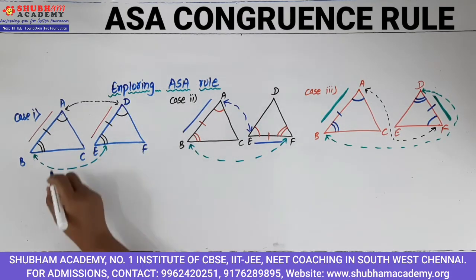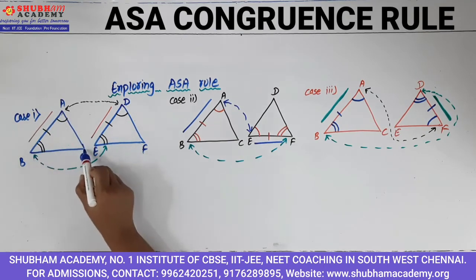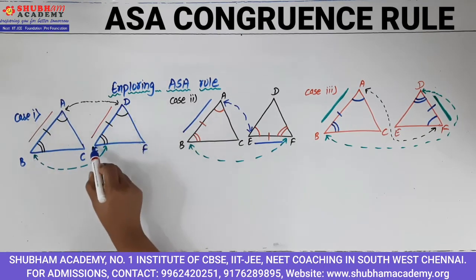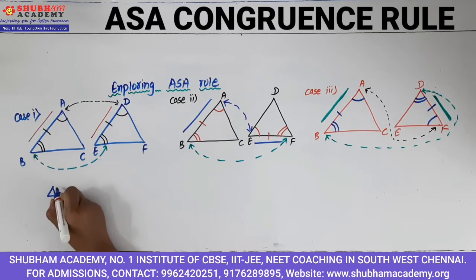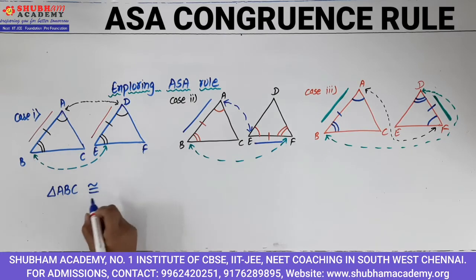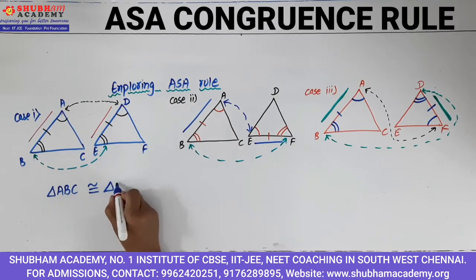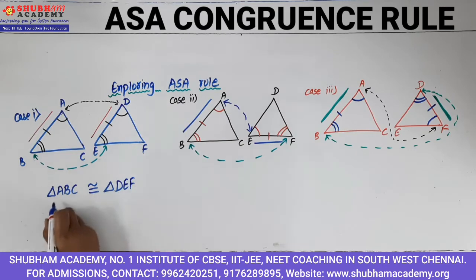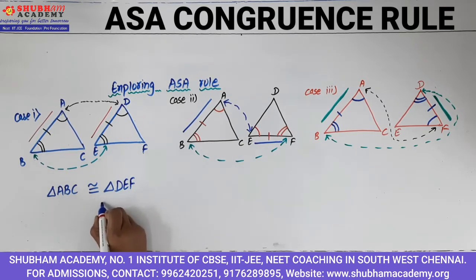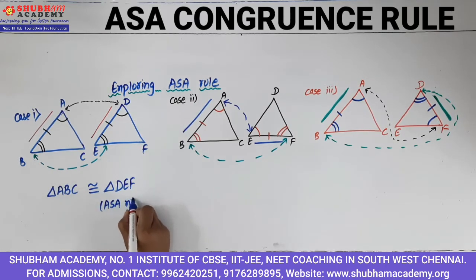So what I can write here, triangle ABC is congruent to triangle DEF under ASA congruence rule. So I will write, see here, triangle ABC is congruent to, so A corresponds to D, so I will write D first, then B corresponds to E, so I will write E, and finally I will write F. So triangle ABC is congruent to triangle DEF under ASA congruence rule, angle side angle rule.